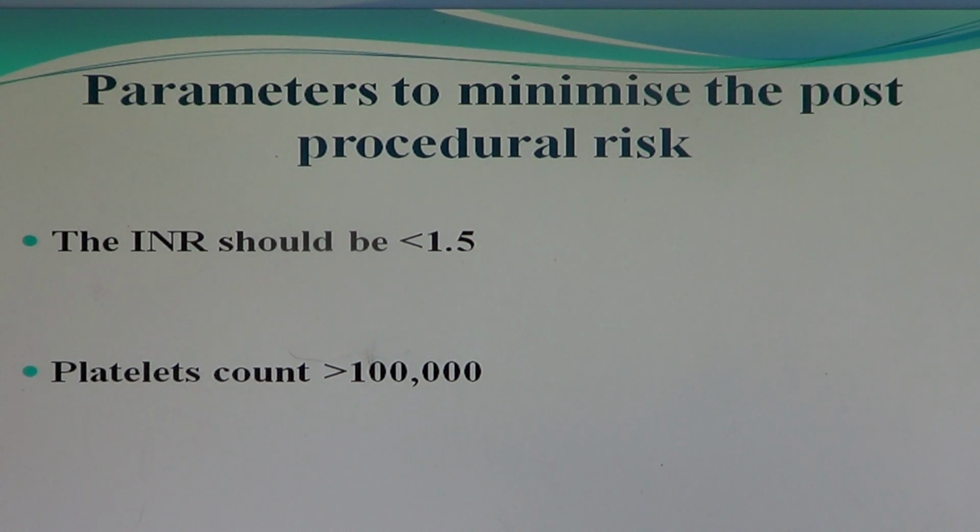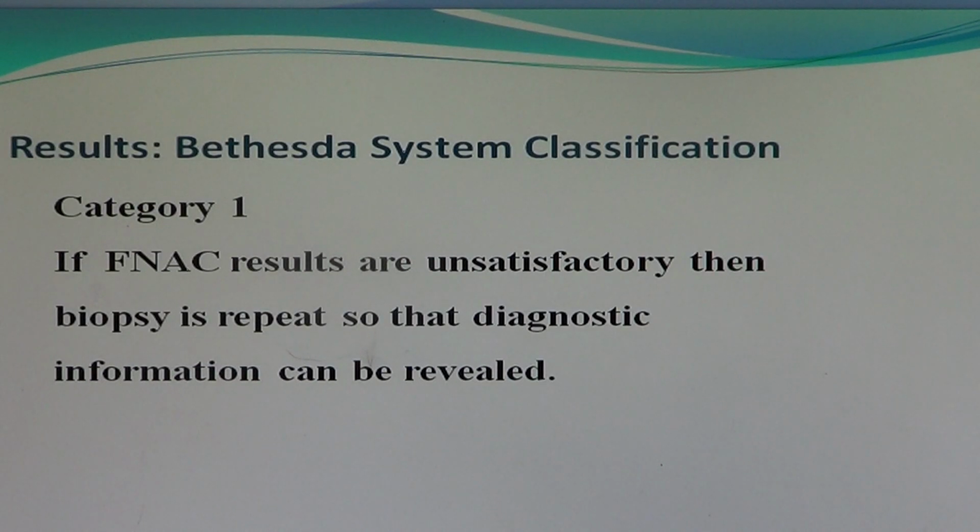Let's talk about the parameters which can minimize the post-procedural risk. These are 2. The INR should be less than 1.5. Platelet count should be more than 100,000. Results. The results are based on the Bethesda system classification, and they are divided into 6 categories. Category 1. If fine needle aspiration results are unsatisfactory, then biopsy is repeated so that diagnostic information can be revealed.